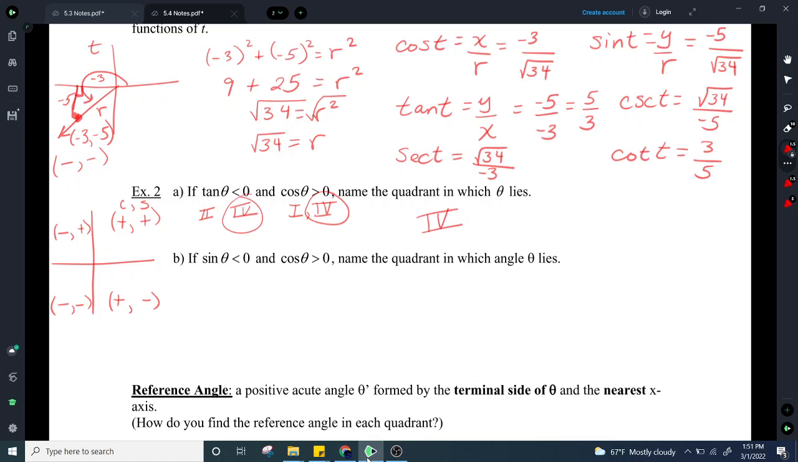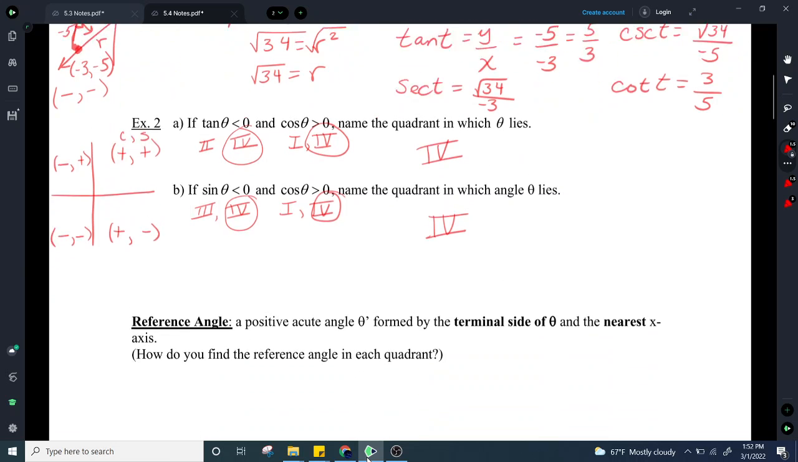So sine is negative in quadrants 3 and quadrant 4, right? Quadrant 3 or quadrant 4. Cosine is positive in either quadrant 1 or quadrant 4. Those are your options there, okay? So again, where does this overlap? Has to be in the fourth quadrant. These both happen to be the fourth quadrant. But sine would be negative, cosine would be positive. That has to be the fourth quadrant. That's the only one that works.